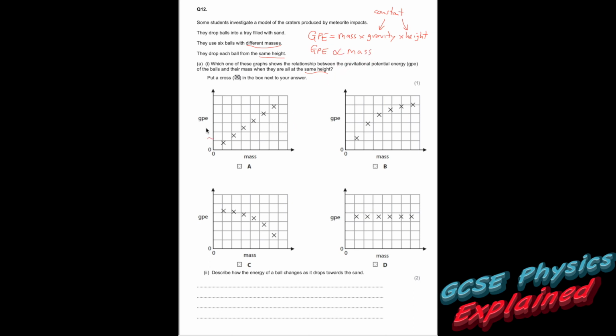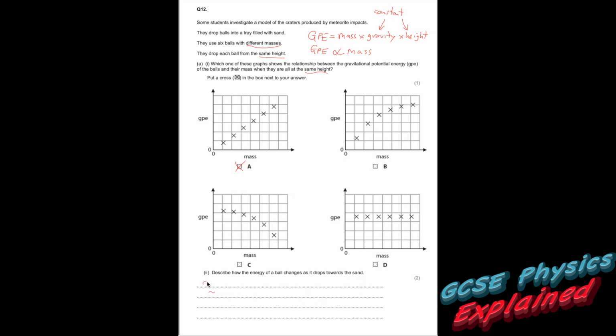Right, since they've plotted gravitational potential energy up the side and mass along the bottom, basically as one thing gets bigger, the other thing needs to get bigger proportionally. Now, we've already had a question about that before. You represent a proportional relationship on a graph with a straight line. So A is correct. Part 2. Describe how the energy of a ball changes as it drops toward the sand.